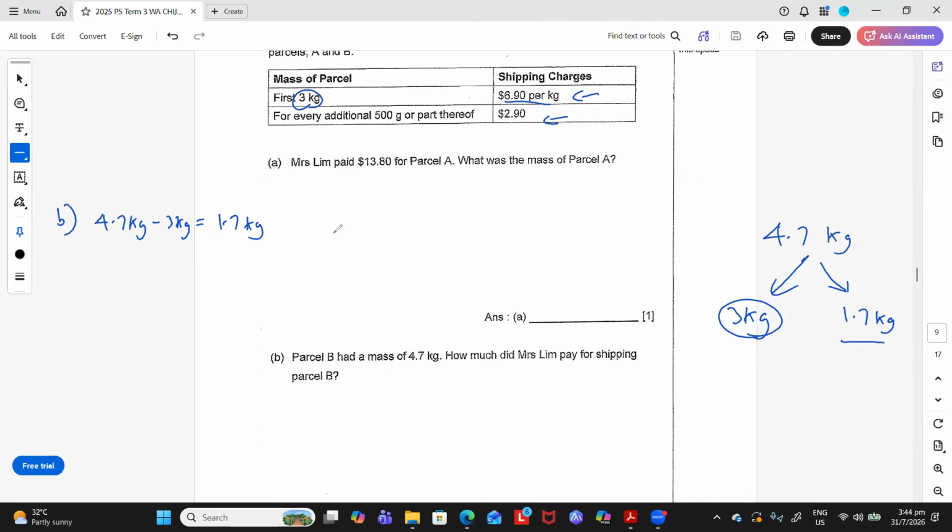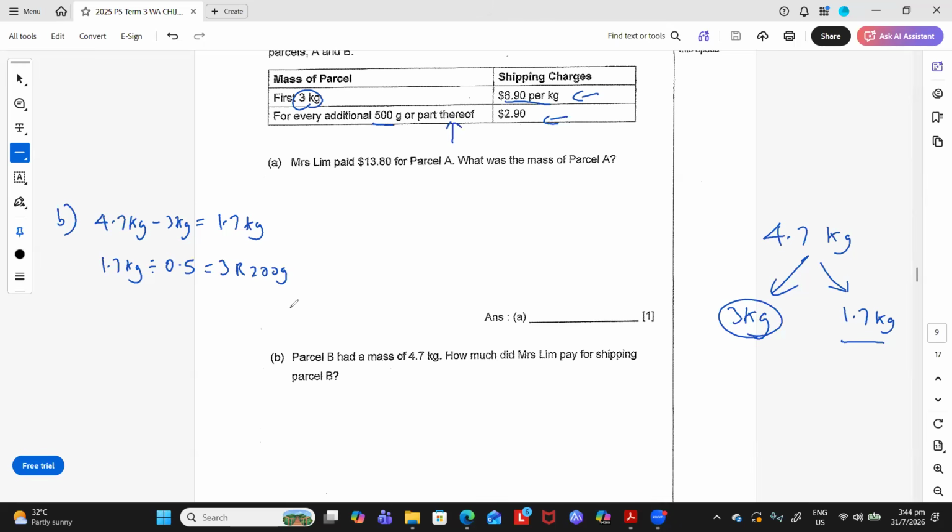So now once you're done, right? Okay, let's go and target the 1.7 kg quickly. How many $2.90 can you extract out of 1.7 kg? So you just take 1.7 kg. You'll be charged for every 500 grams. So divide by 500 grams. You can either take 1,700 divided by 500 or 1.7 divided by 0.5. You will have 3 with a remainder of 200 grams.